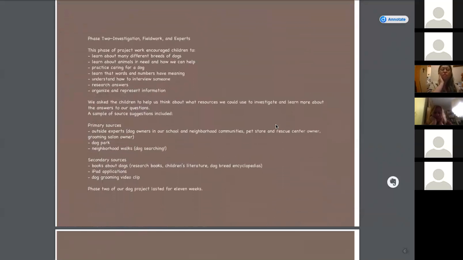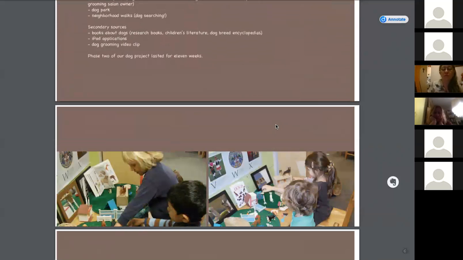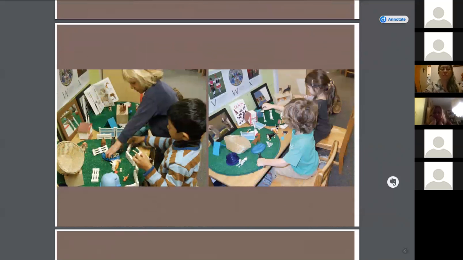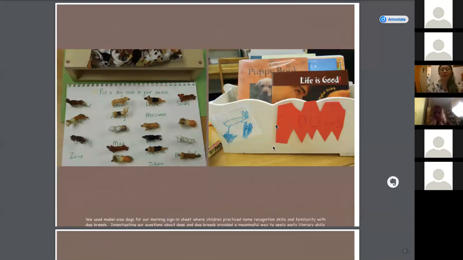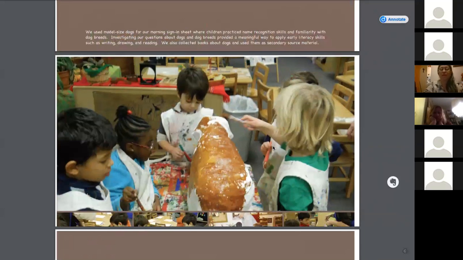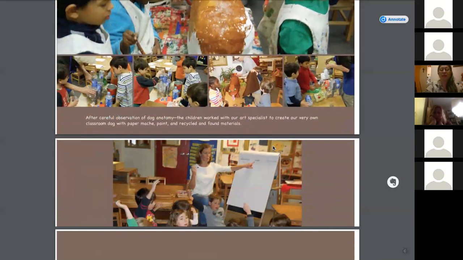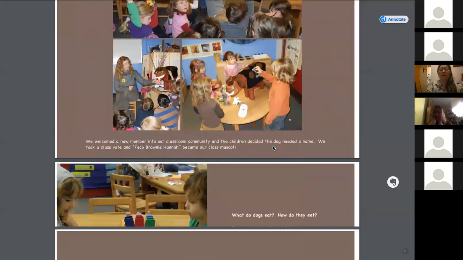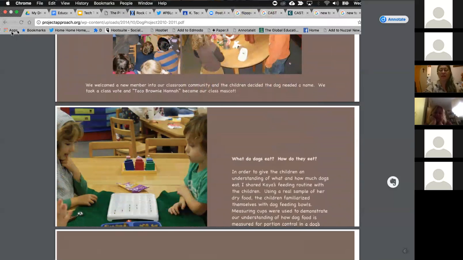And then here's their phase two. So this is something that you could easily replicate, I think, with different grade levels. Maybe this would be applicable to special ed. And it looks like the kids made dogs. I love this. This is awesome. So, take a look at these websites for more examples of project-based learning.